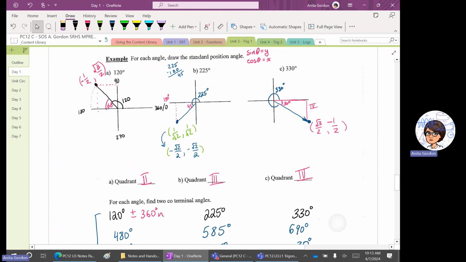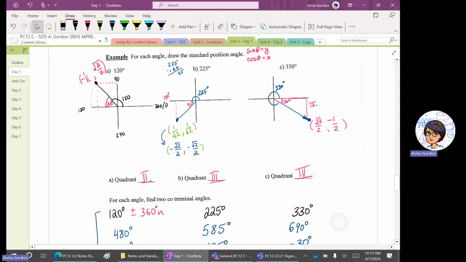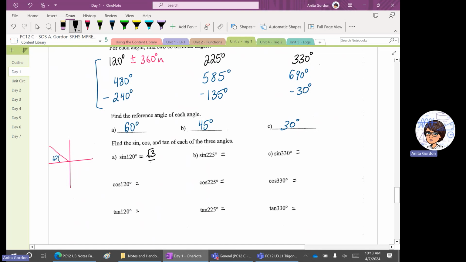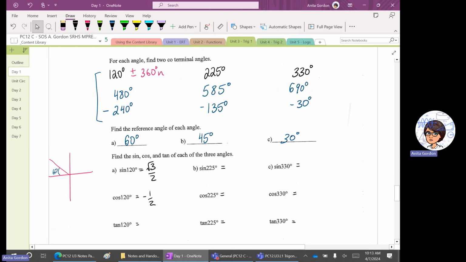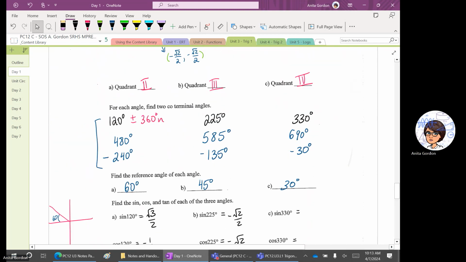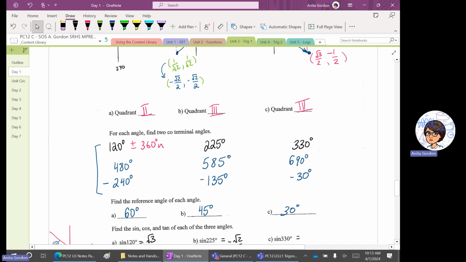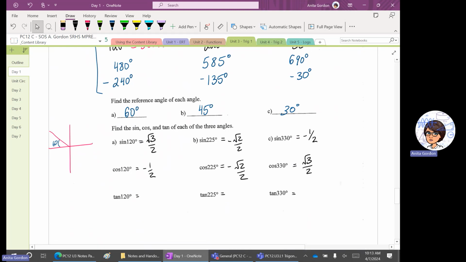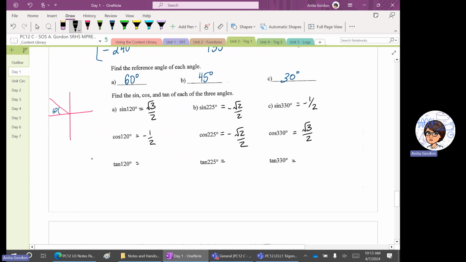Okay, for the first one, we had -1/2 for cosine and √3/2 for sine. So this was √3/2. This was -1/2. For this one, they were both negative √2/2, -√2/2. And this one was √3/2, -1/2. Okay, so now tangent is sine over cosine, right?